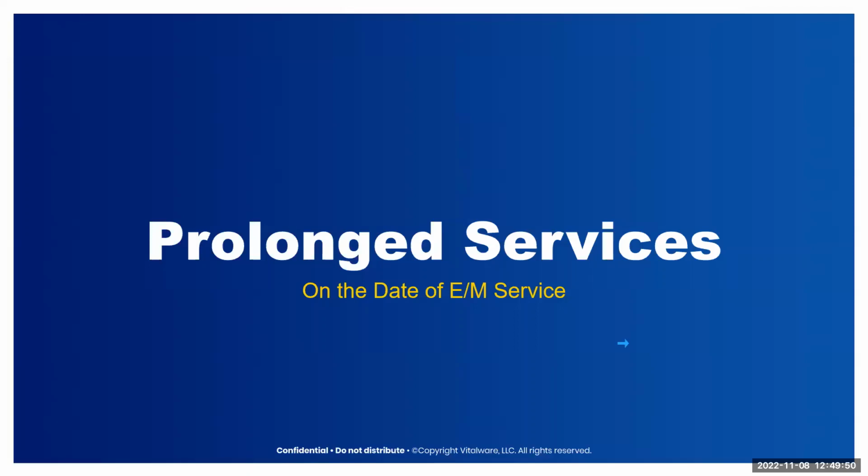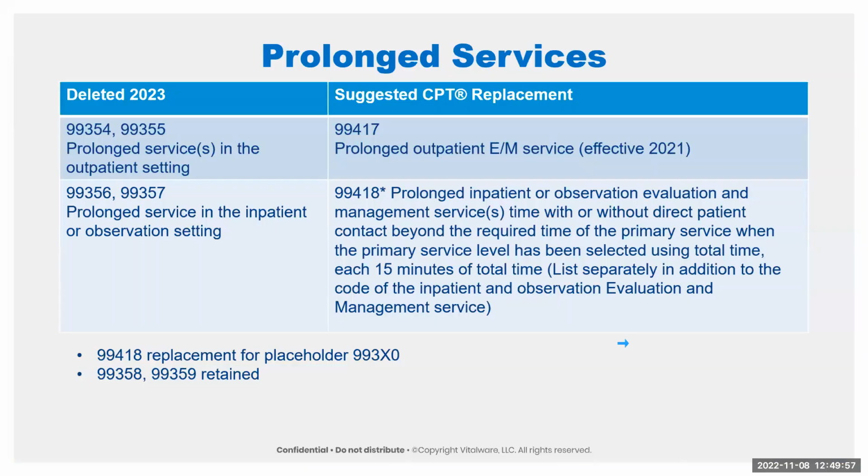Okay, so prolonged services, most of these are going to be the ones that are reported on the date of the E&M service. So we've got the 99354 and the 99355, which is our prolonged services in the outpatient setting. Those are being deleted. And the replacement one was the 99417, which was effective back in last year. And so the 99356 and 99357 is being deleted. The replacement for the CPT is the 99418. Remember, that had the placeholder, the 993X0. So it can be added on. Next one, we'll touch bases on the 99358 and 59 in a few slides.